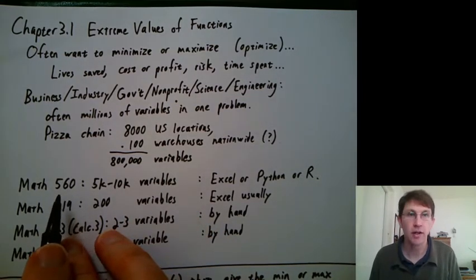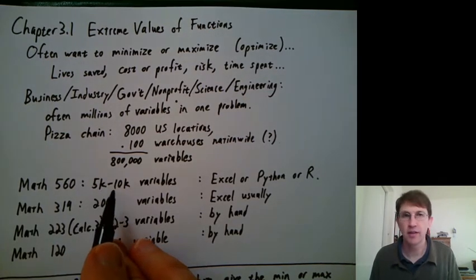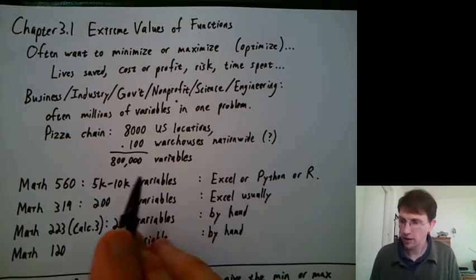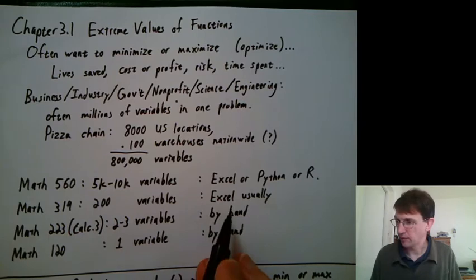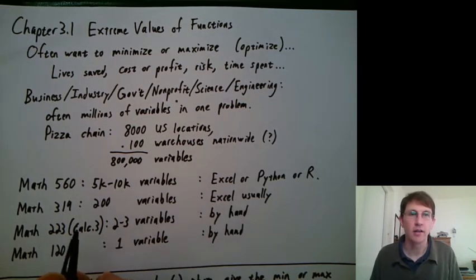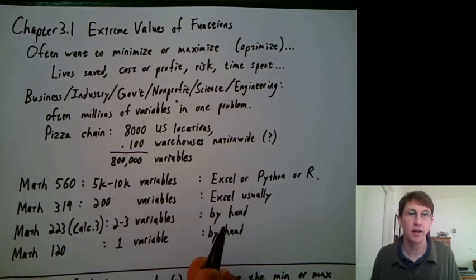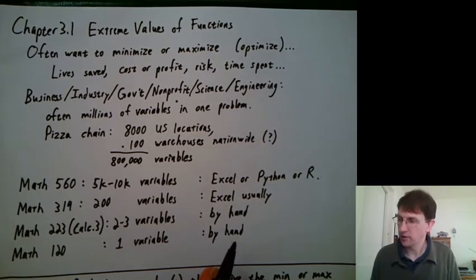Here at EMU, we have math120, which I teach, and there we can handle like 5,000 to 10,000 variables, and we're doing that in Excel or Python or R. In math120, we easily handle 200 variables. That's kind of the limit for what Excel will optimize for you for free. But we could use Python or R if we really need to when you take 319. In Calc 3, we often have 2 to 3 variables, and we're doing that by hand. And here in math120, we're starting simple with just one variable, and we're doing that by hand.